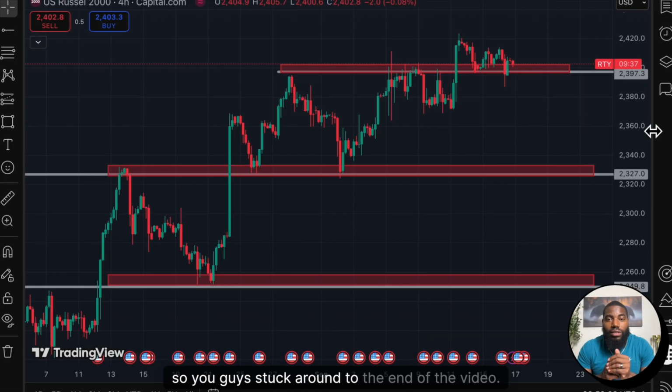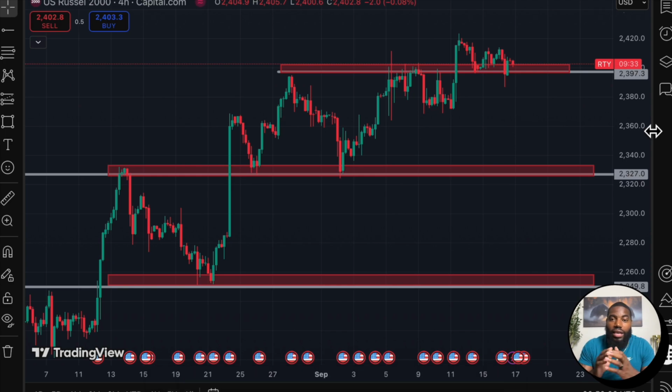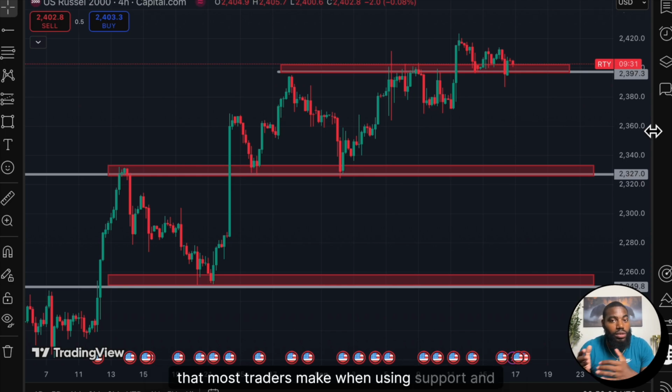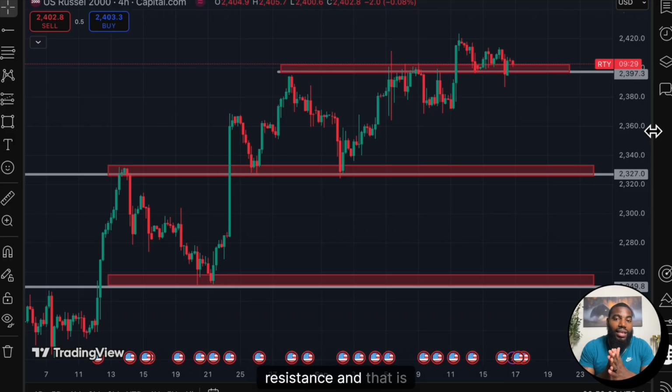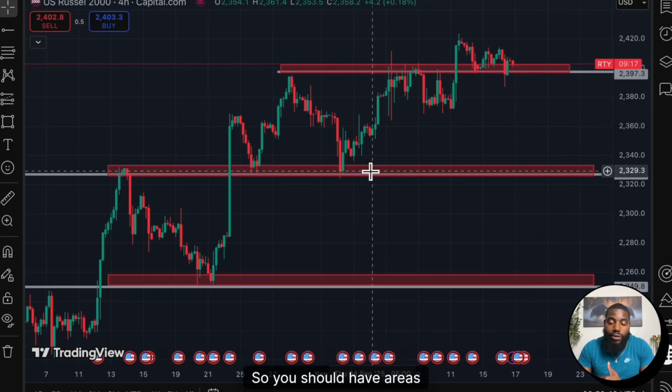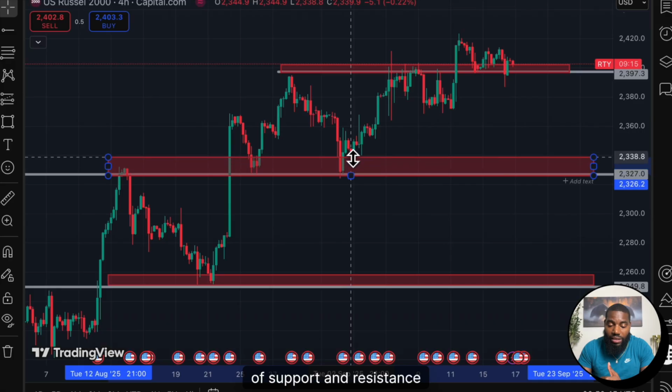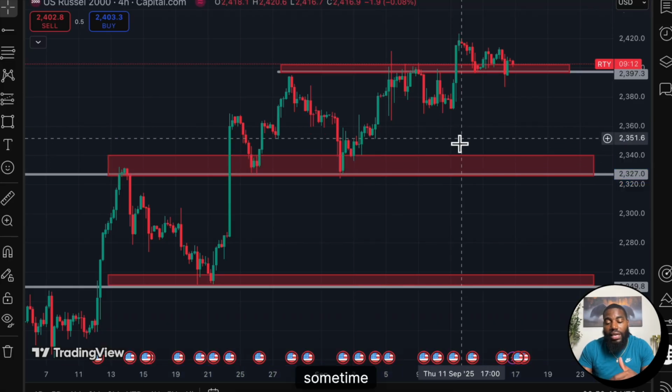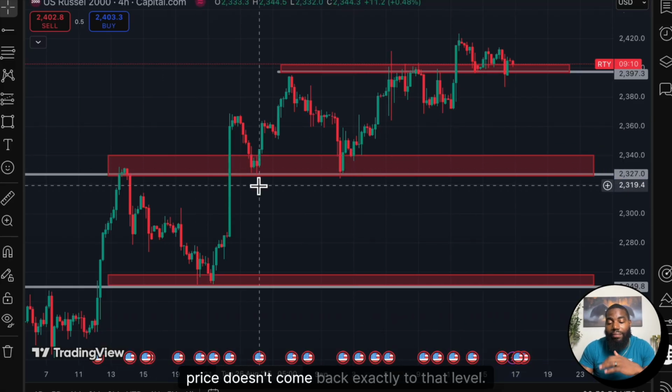So you guys stuck around to the end of the video, so I do want to break down the number one mistake that most traders make when using support and resistance, and that is using one level and one line. What do I mean by that? If you look at my chart, the chart should look like boxes. So you should have areas of support and resistance, because sometimes price doesn't come back exactly to that level.